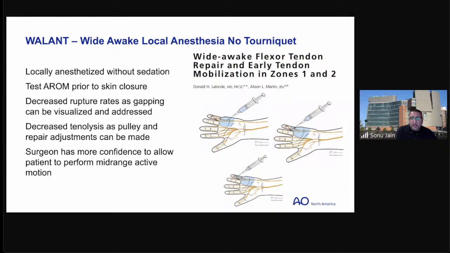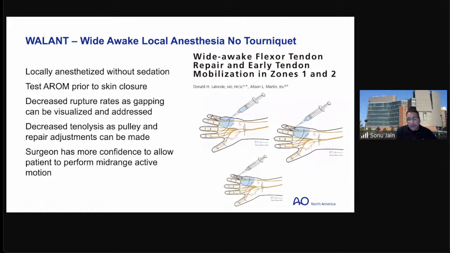So again, I think Dr. Lalonde has really described this quite in detail around the world. And I think if you can do these under wide awake local anesthesia, you can assess these things effectively. So you can test the range of motion prior to skin closure. You can have decreased rupture rates because the gapping can be visualized at the time of surgery.